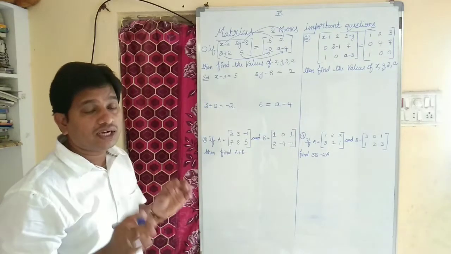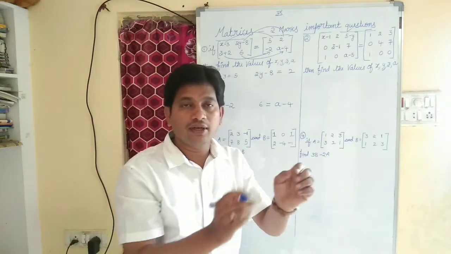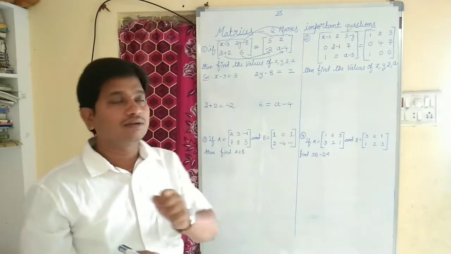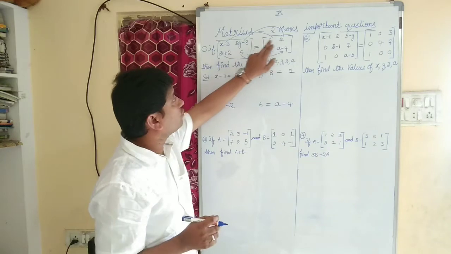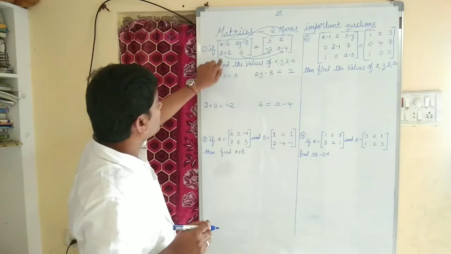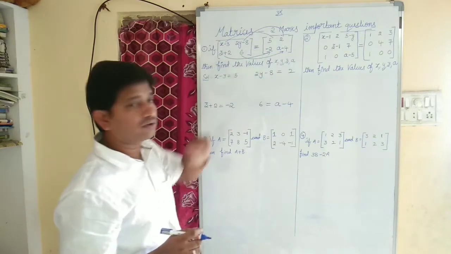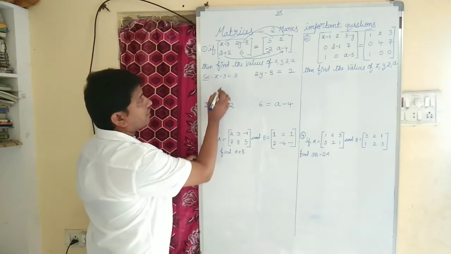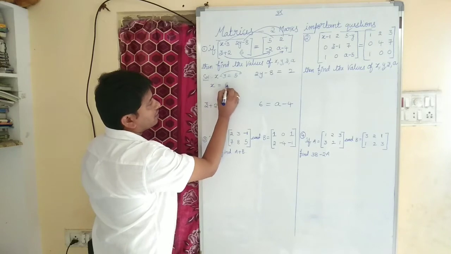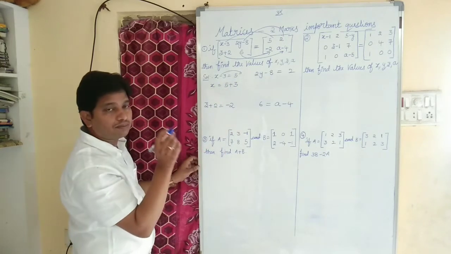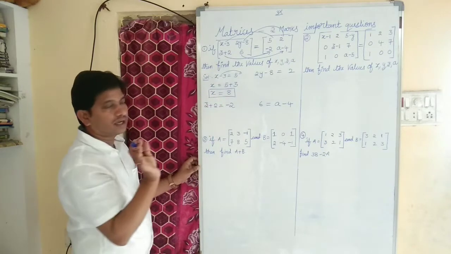Did you understand? Because we are equating two matrices. When two matrices are equal, their corresponding elements are equal. So the corresponding element of x minus 3 is 5, of 2y minus 8 is 2, of z plus 2 is minus 2, and of 6 is a minus 4. Okay. Now we need to find the value of x. Minus 3 you transpose, it will become plus 3, x equal to 5 plus 3. So 5 plus 3 is 8. So we got x value 8.